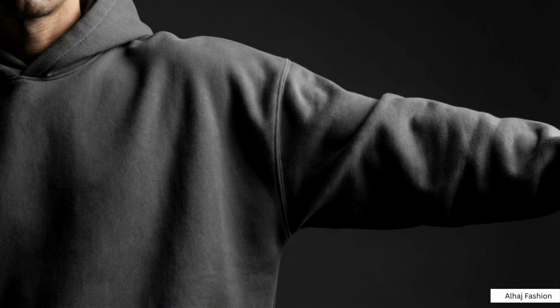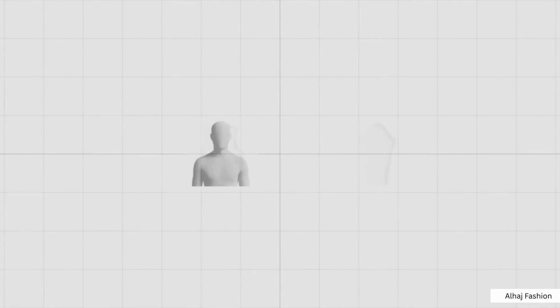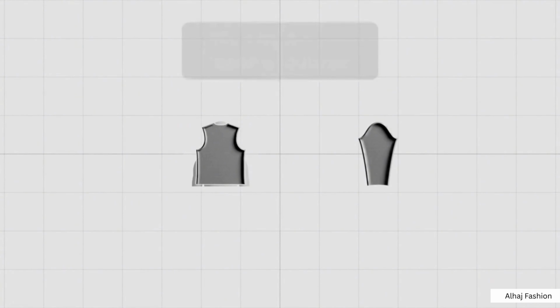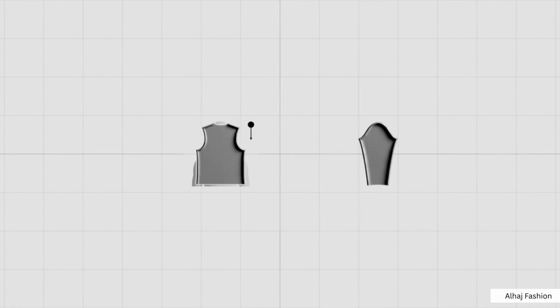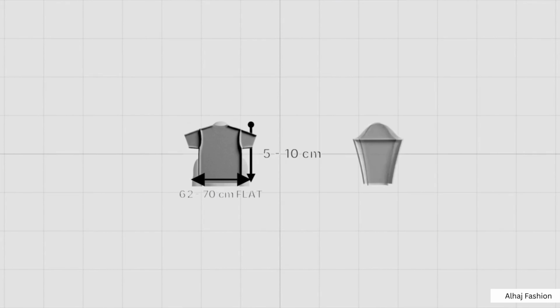The absolute structural foundation of the oversized aesthetic is the drop shoulder. This diagram shows the baseline mechanics. Writing drop shoulder on a tech pack gives a factory 0 actionable data. Executing this detail requires specifying exact measurements, typically dropping the armhole seam 5 to 10 centimeters below the natural shoulder point. Moving the shoulder point down the arm forces a change in the sleeve construction.